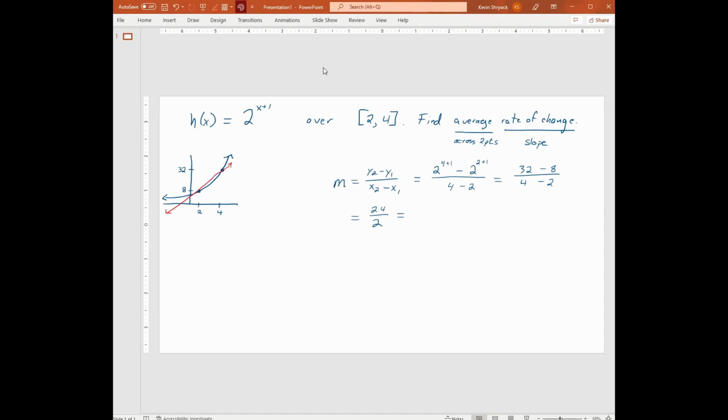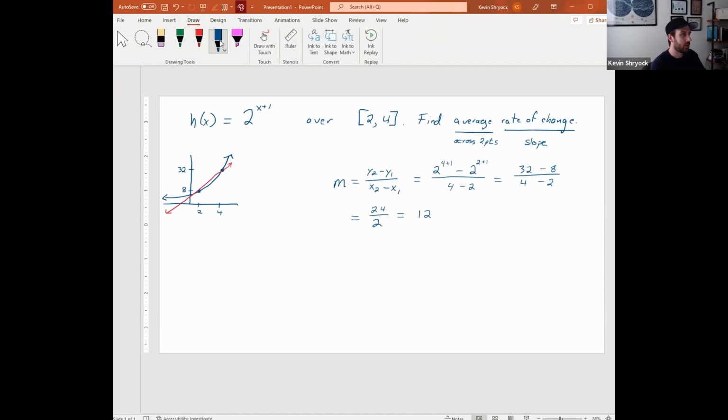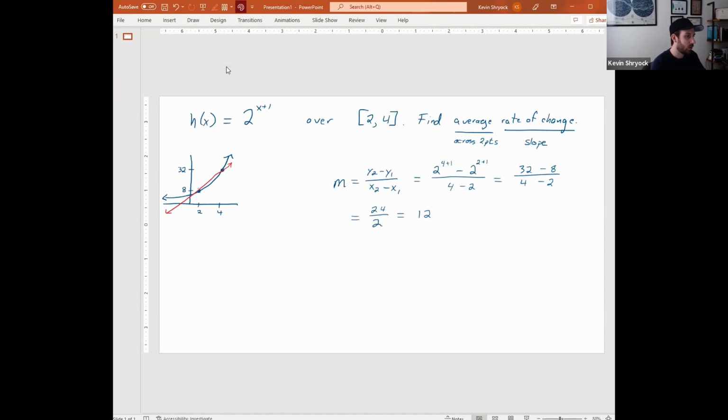12. So the average rate of change is saying that I'm changing at 12 units per sideways step, right? 12 rise for every 1 run on average. Let's double check that with our picture. Does it make sense that if I go up 12 and I go across 1, I would be at 20, right? And then I go up another 12 and across another 1, I would be at 32 and 4. Yeah, that's great.